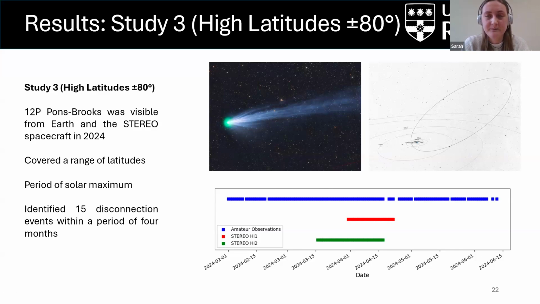Actually, most of our data has come from amateur observations, but it was also captured in the STEREO HI1 and HI2 cameras for about a month, I think, in total, which helped back up what we were seeing with the amateur astronomers. So yeah, this comet was really highly inclined, which meant it covered a really wide range of latitudes. It was plus 80 to minus 80 throughout the time that we could observe it, which was a huge range of latitudes. And this was in 2024, so it was during solar maximum. During the 4.5 month period, we identified 15 disconnection events.